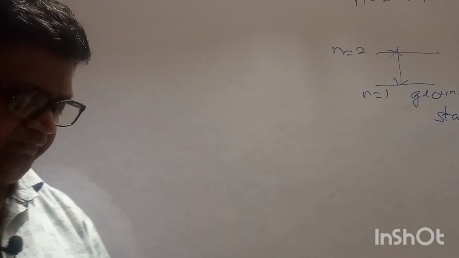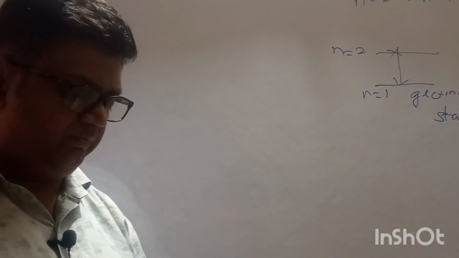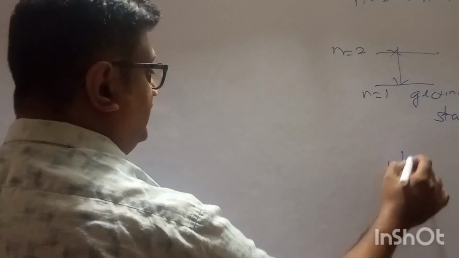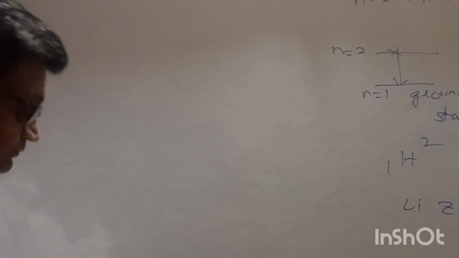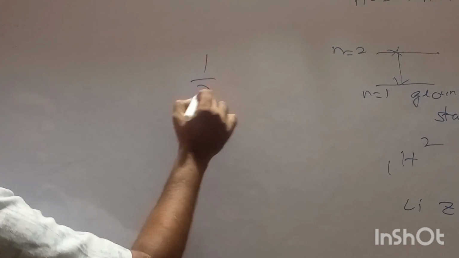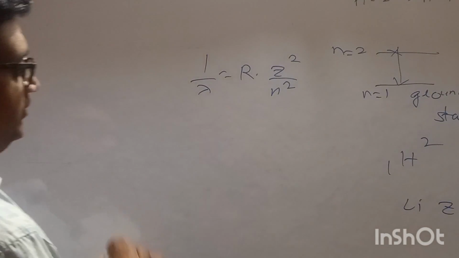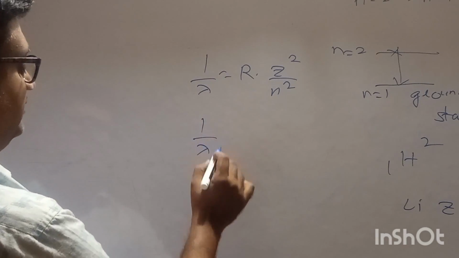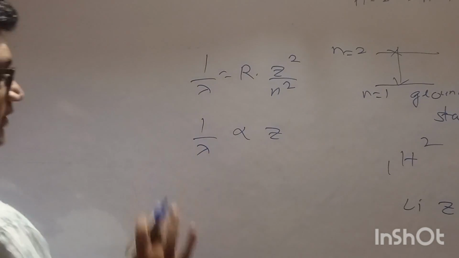And different atoms are given: hydrogen, deuterium, singly ionized helium and doubly ionized lithium. Now in this situation, what is deuterium? Deuterium is 1H2, and lithium's Z value is 3. If you carefully observe the formula for calculation of lambda, 1 by lambda is equal to R into Z square by n square, so 1 by lambda is proportional to Z square. That means if the Z value is increasing, the lambda value is decreasing.